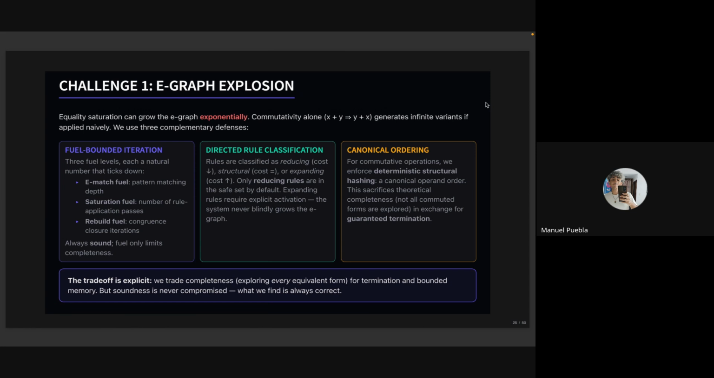Maybe we can have a different approach that doesn't need fuel. Maybe further on we can guarantee termination with a different kind of architecture. But as of now, we need fuel. It's a good point to make and a good point to think about.